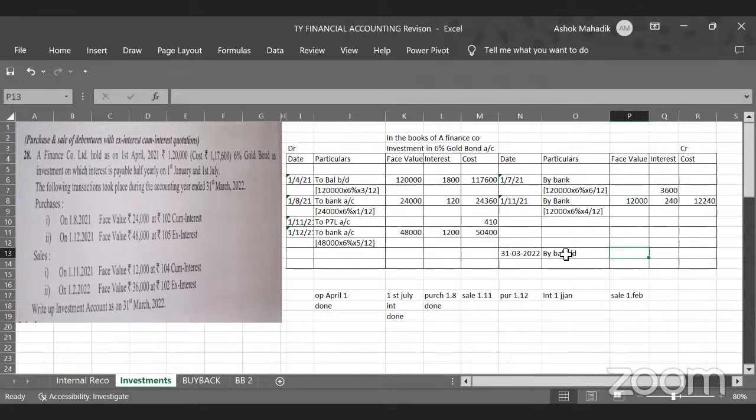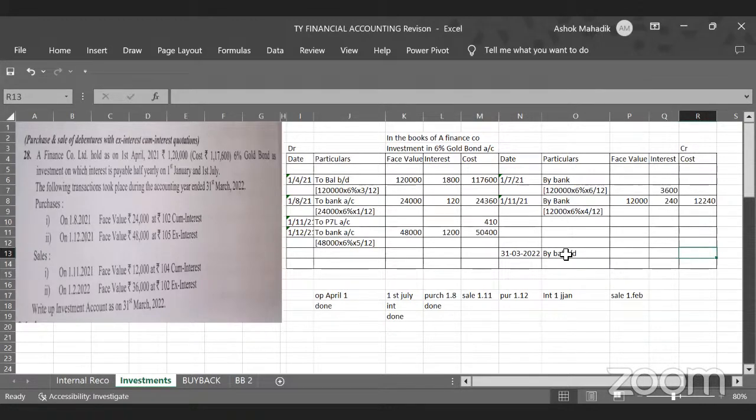On that, 6% into what is the last interest payment date? First Jan. So Jan, Feb, March, 3 months have left. So calculate 3% on that face value, put it in the interest column. Then in the cost column, you'll get the balance.